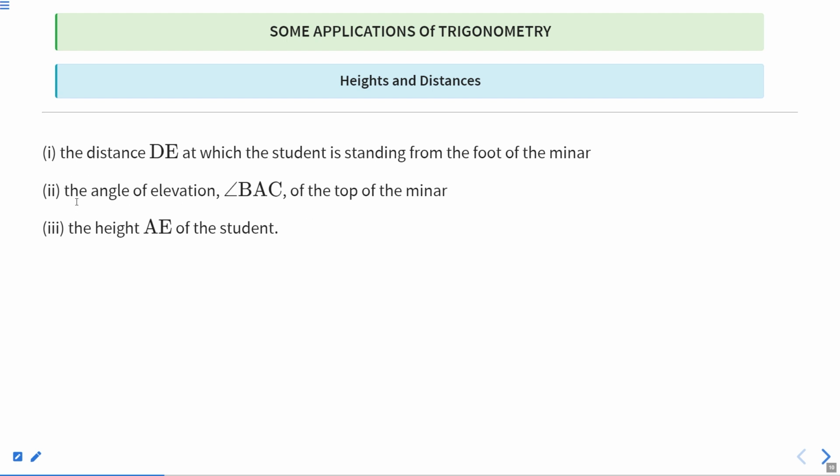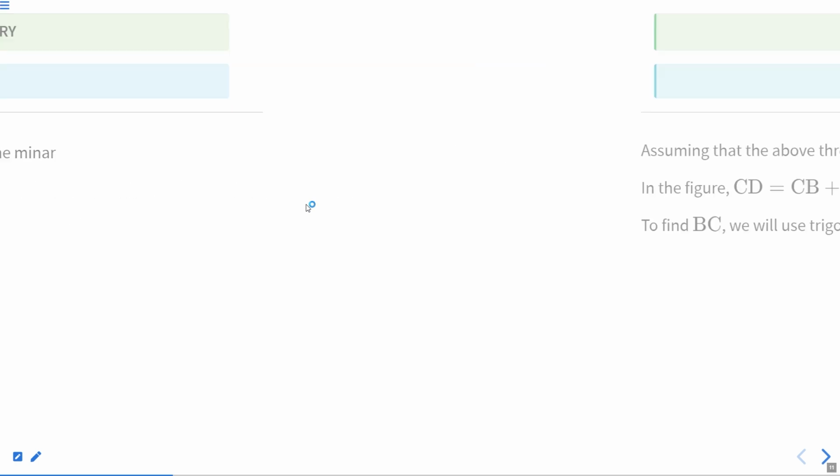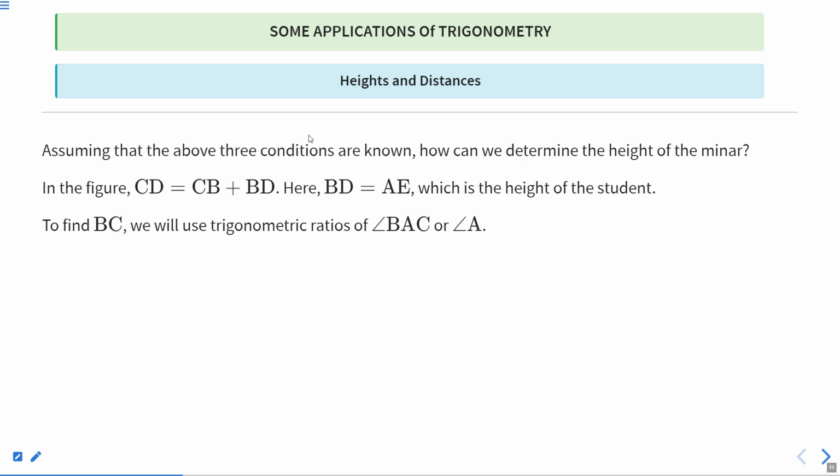And you need to know the angle of elevation of the top of the minar, that is angle BAC. You also have to know the height AE of the student. Using this information, you can find the height CD of the minar. So here we are assuming the above three conditions are already known.